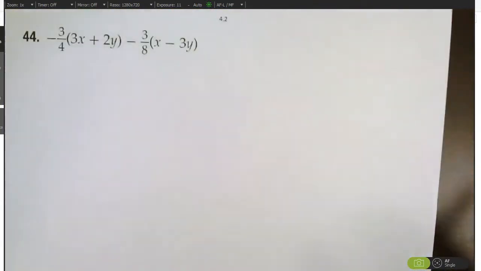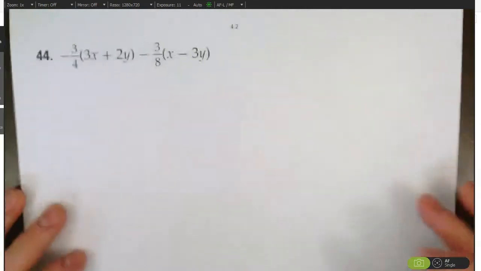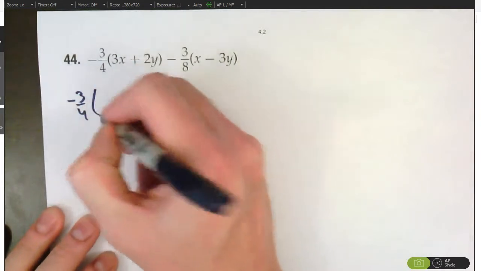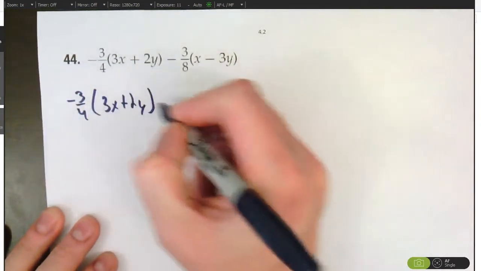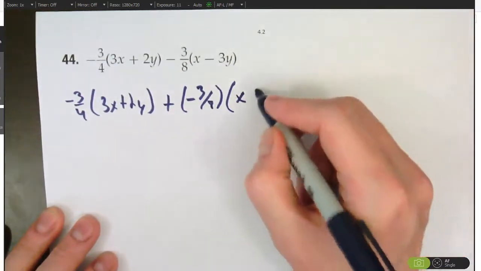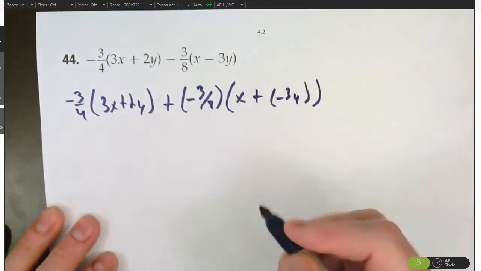Okay. And then last but not least, 44. And really the issue with 44 is the same as the last one. And then a little bit of fractions. So we've got negative 3/4 times 3x plus 2y. Plus negative 3/8 times x. I'm going to make that plus negative 3y as well.